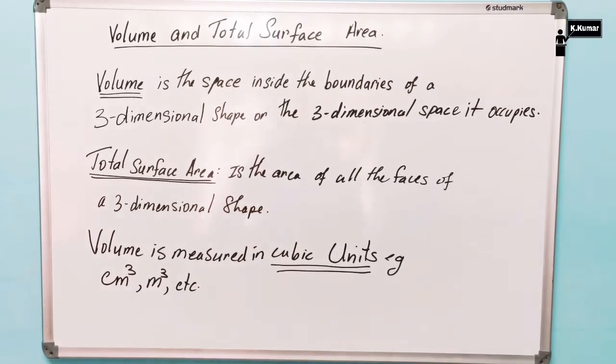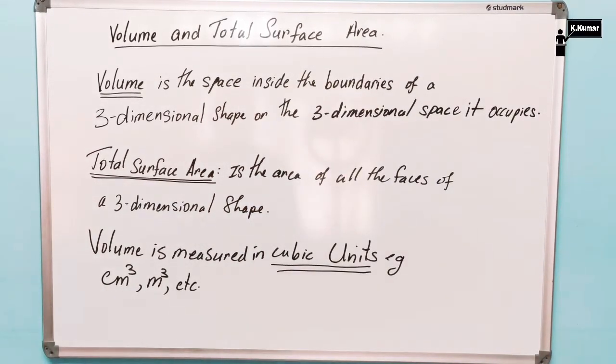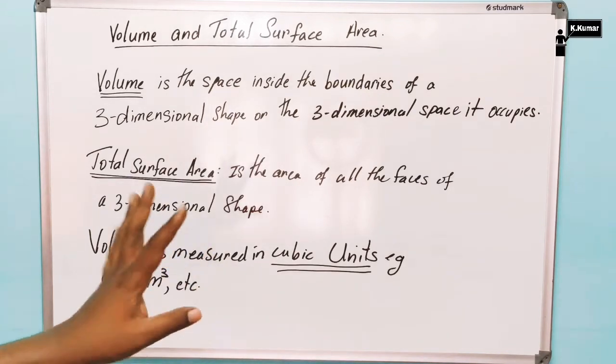In today's lesson, we're going to look at volume and total surface area. Volume is the space inside the boundaries of a three-dimensional shape, or the three-dimensional space it occupies. Total surface area is the area of all the faces of a three-dimensional shape. Volume is measured in cubic units, for example, cm cubed, meters cubed, etc.